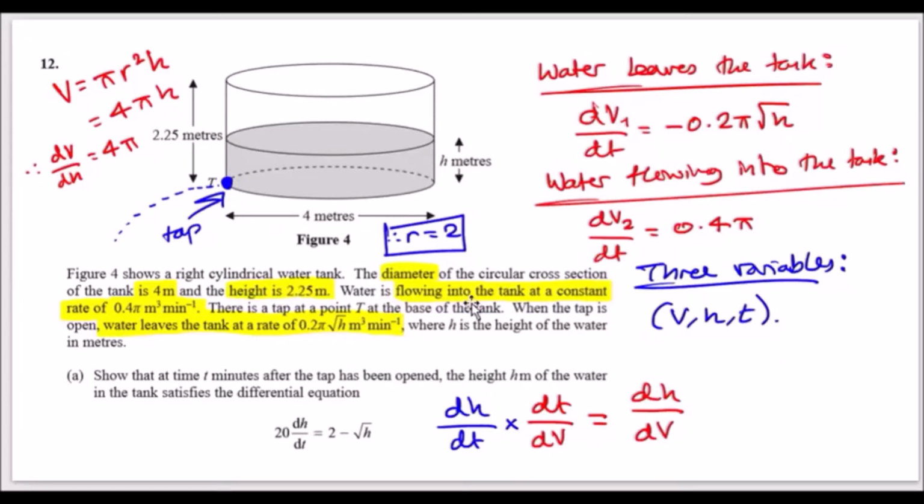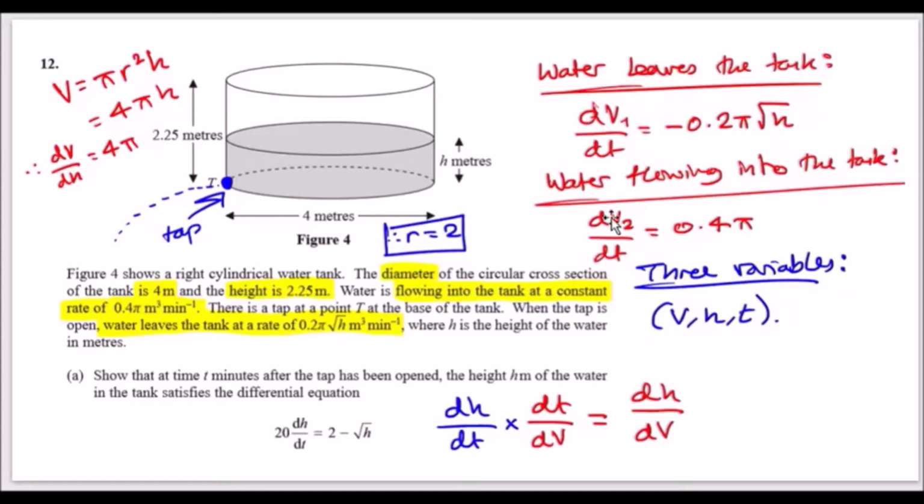Now water is flowing into the tank at a constant rate of 0.4 pi meters cubed per minute. Stop right there. When they say this, it means this is a derivative equation. This is a rate of change, and a rate of change is always in differential form. So I put over here water flowing into a tank. This is literally the change in the volume in meters cubed over time.